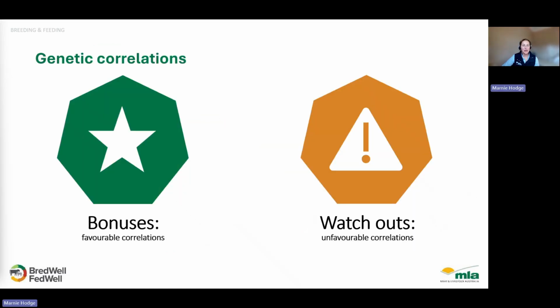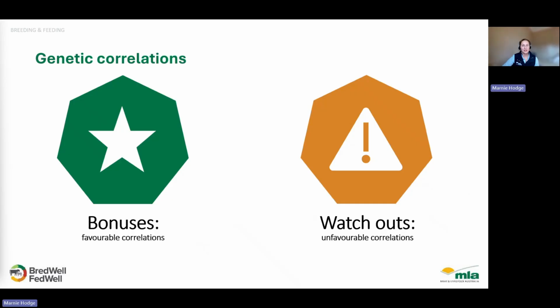I also mentioned some traits are genetically correlated or have an influence on others. So this is a really good thing when traits are favorably correlated. So if you think about in sheep, for example, live weight and fleece weight, that has a favorable correlation, which means that if you were to select for live weight, your fleece weight will increase naturally or organically.